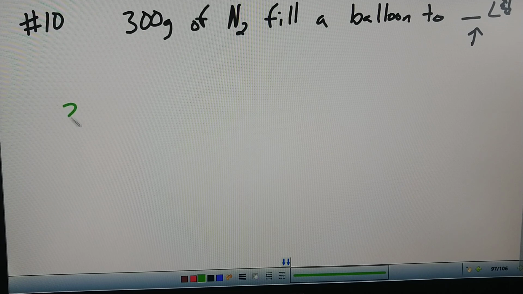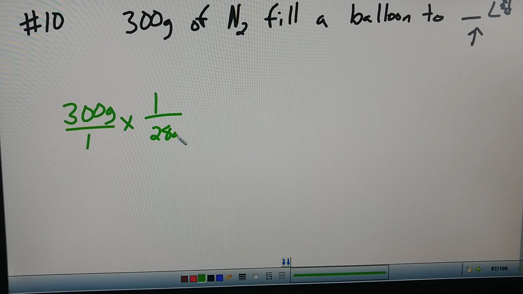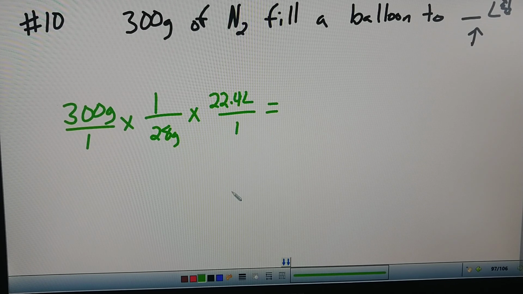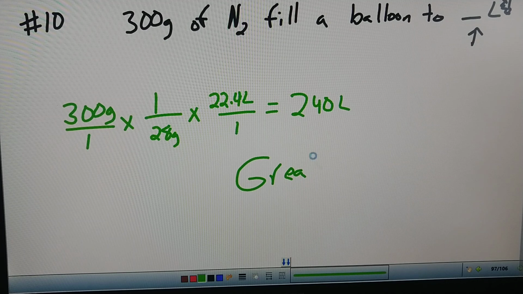The answer, 300 grams over 1 times 1 over the proper number in grams. Nitrogen, 28 grams, times, we're looking for liters here. 22.4 is the proper number for liters, and that'll give us an answer. 300 divided by 28 times 22.4 equals, gives me 240 even. 240 liters.